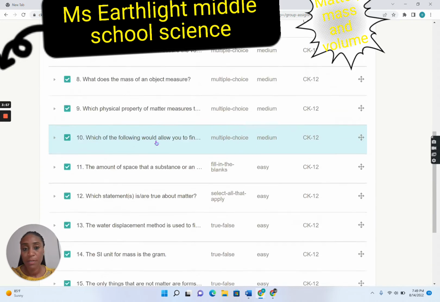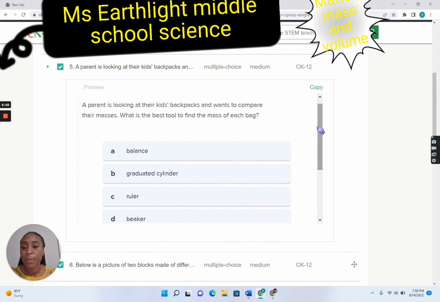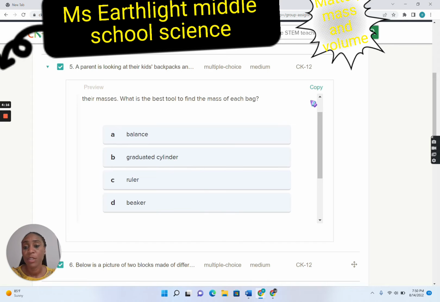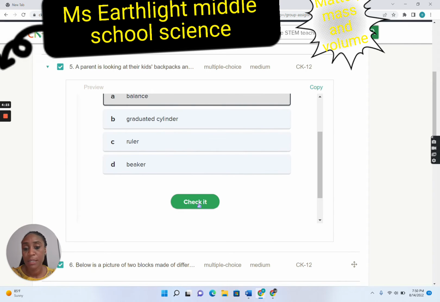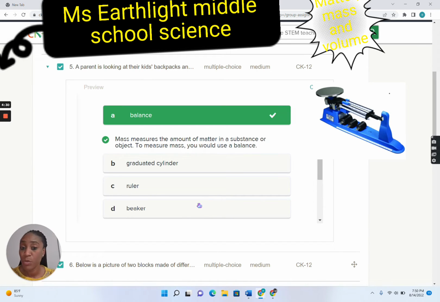Number 5 question is also multiple choice. A parent is looking at their kids' backpacks and wants to compare their masses. What is the best tool to find the mass of each backpack or each bag? What do you think? That's basically similar to what you looked at already. So let's say balance. And it's correct because we know to find the mass of something, the instrument that we use is a balance.